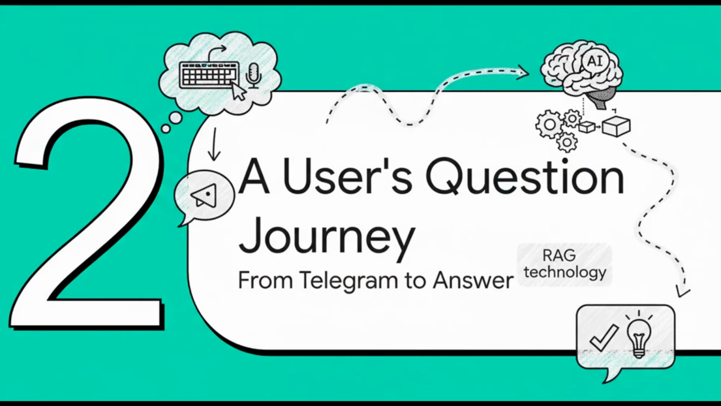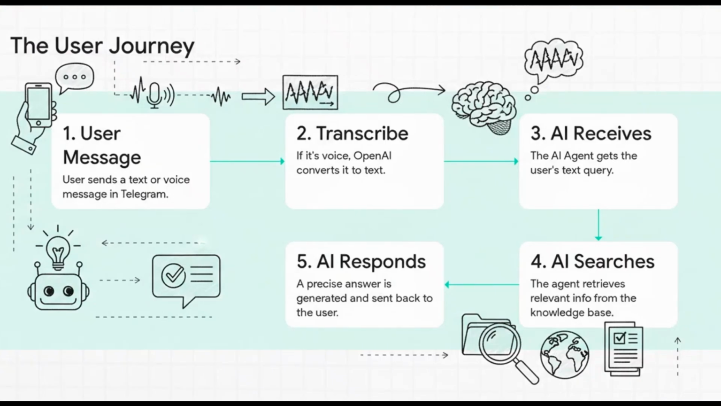So let's walk down that first path, the user's journey. What actually happens from the second someone types a question or sends a voice note into a chat app like Telegram? It's a really clean 5-step process. So, step 1, the user sends a message. If it's a voice memo, it gets instantly transcribed into text. No problem. Next, the AI agent, which is kind of like the central brain of the system, gets that text.